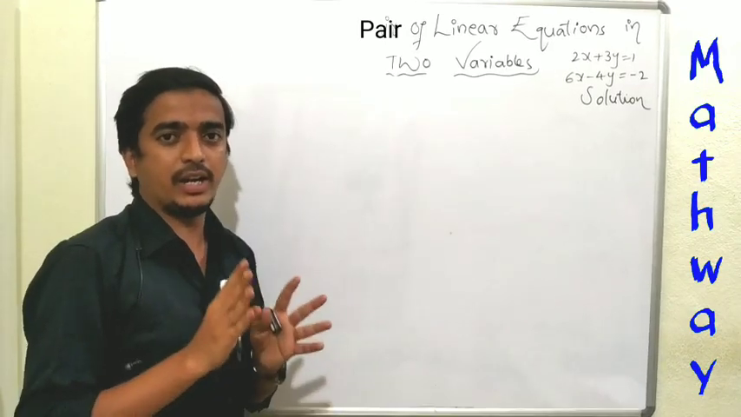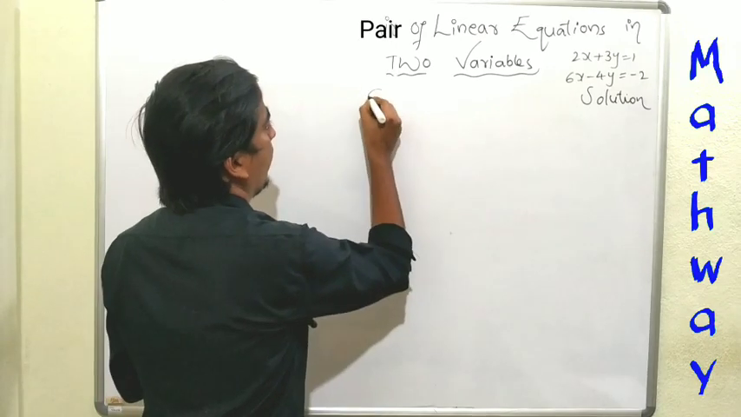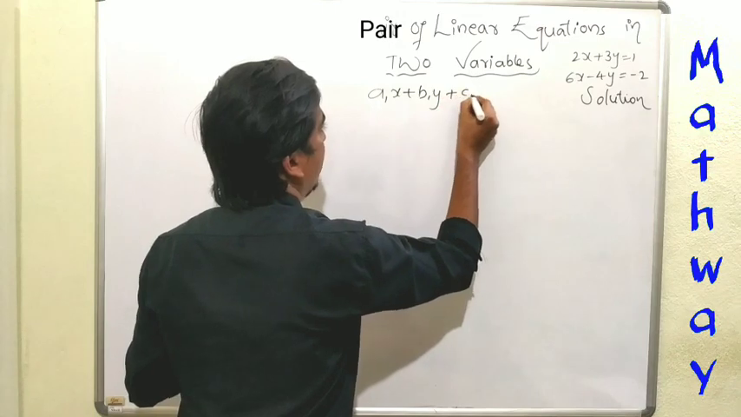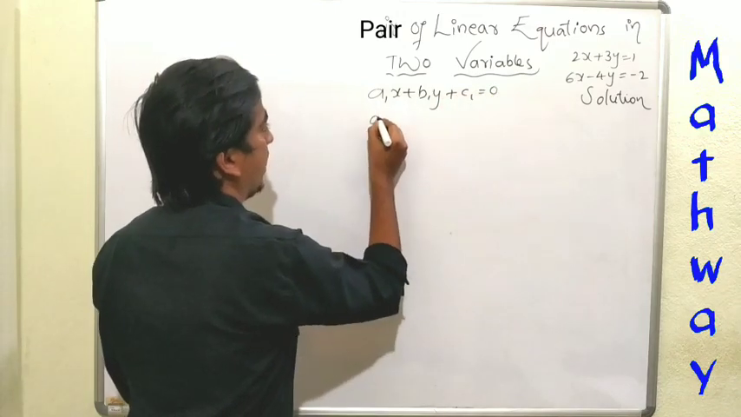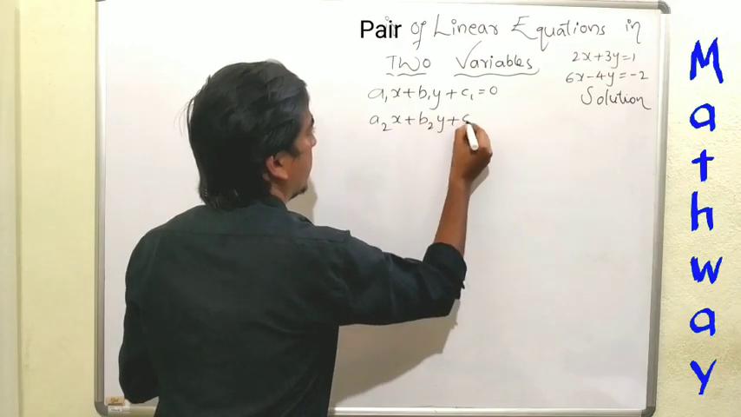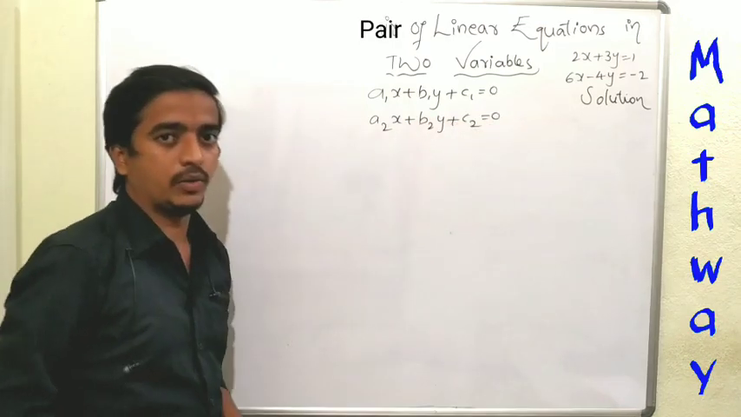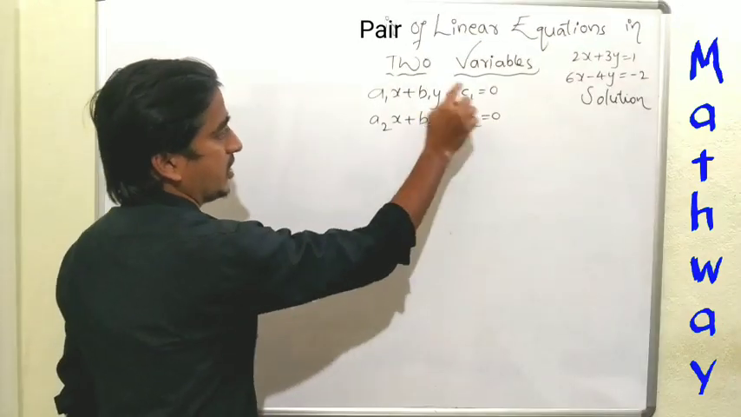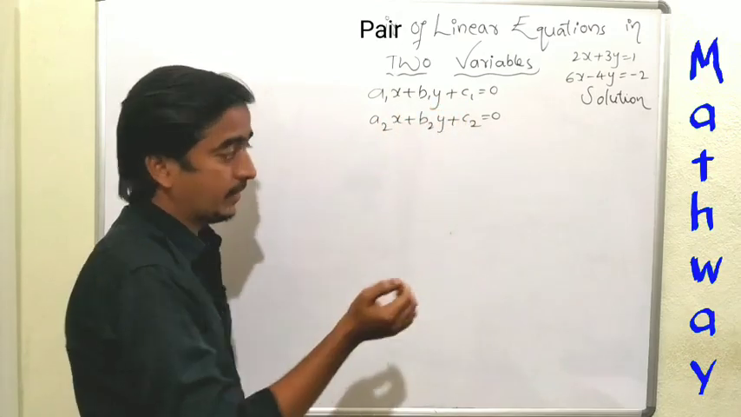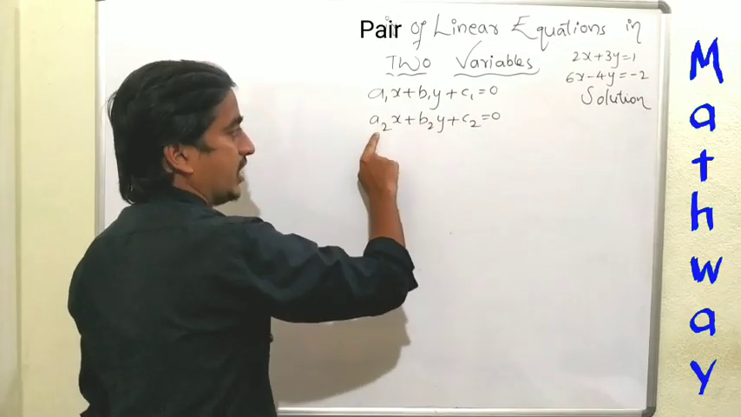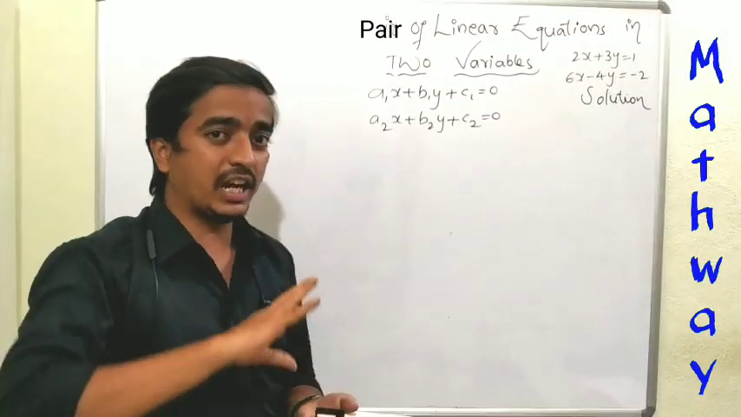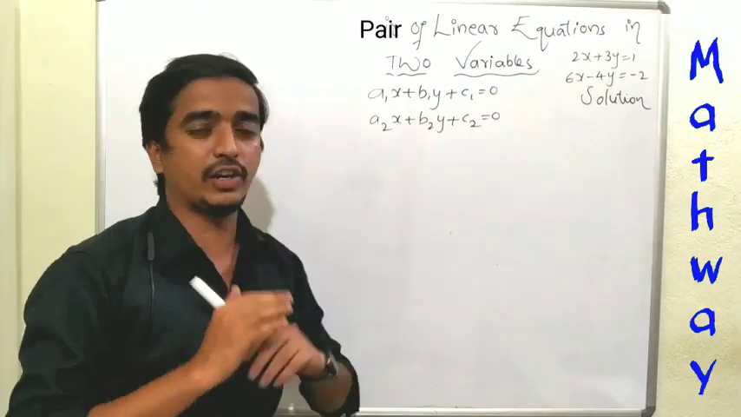So let's take the general pair of linear equations: a1x plus b1y plus c1 equals 0, and the second line is a2x plus b2y plus c2 equals 0. Here in the first equation, the x coefficient is a1, the y coefficient is b1, and the constant term is c1. In the second equation, the x coefficient is a2, the y coefficient is b2, and c2 is the constant. Now let's see the relation between the coefficients and the nature of the solution.